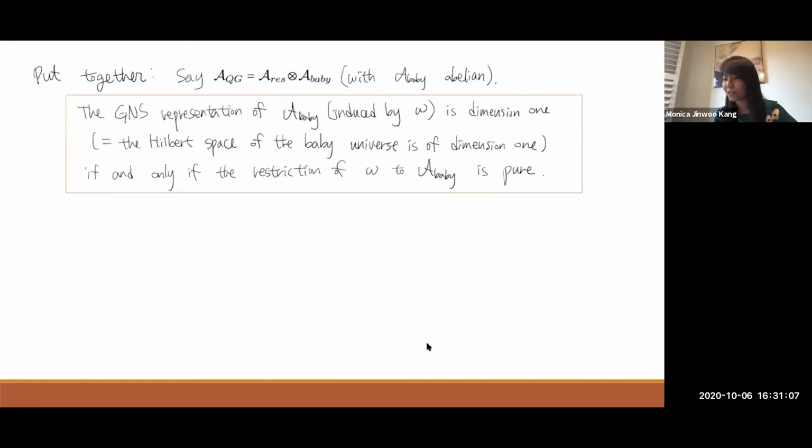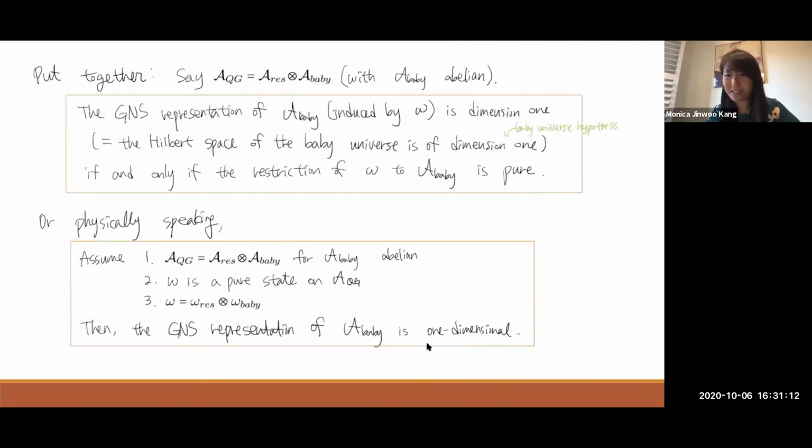So let's try to understand what it means physically, as validity conditions that are split into three things. If these are satisfied, then it's sufficient to say that our Hilbert space of the baby universe is definitely one-dimensional. First, requiring the baby universe algebra to be abelian. And you have a pure state on this bulk algebra of quantum gravity. And further, you can decompose so that you have a contribution of the baby universe algebra coming from the state.